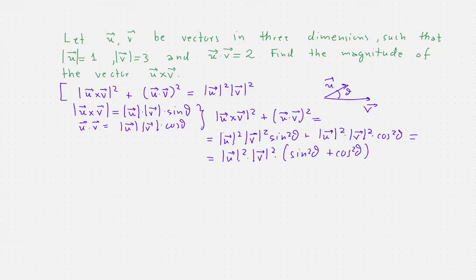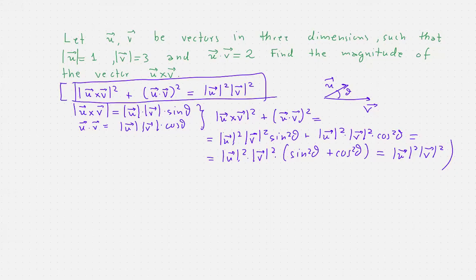So if we take advantage of this relation, then we will have an equation where everything is known with the exception of the magnitude of u cross v. And that's how we're going to solve this exercise. So let's solve it. So we will have that u cross v squared plus u dot v squared is equal to magnitude of u squared times magnitude of v squared.